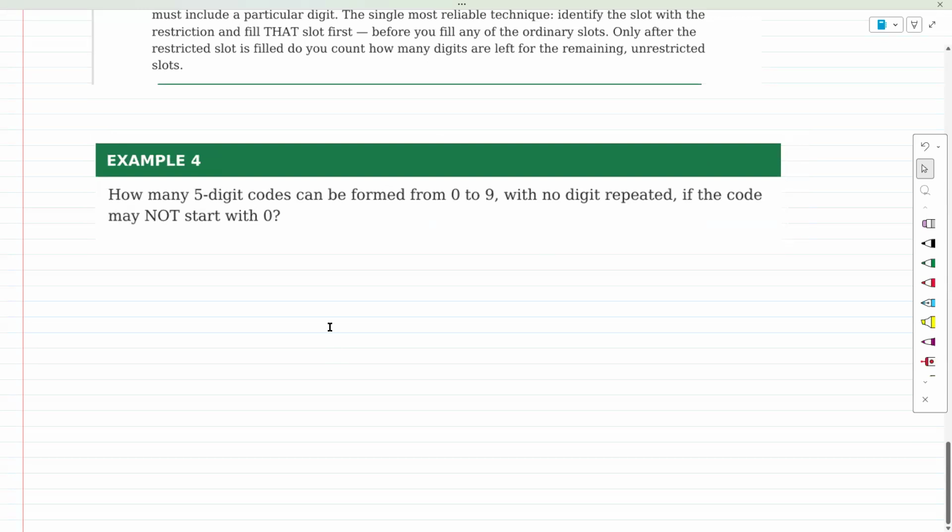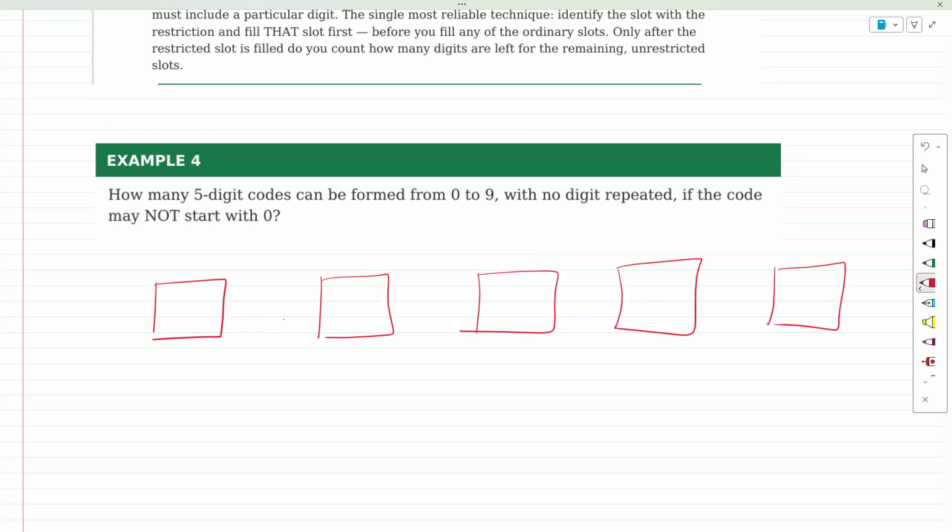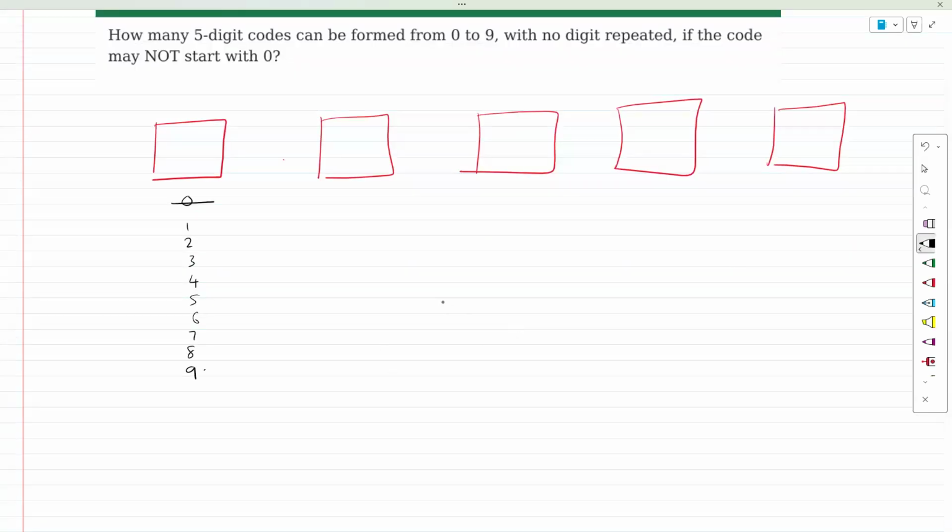So how many 5-digit codes can be formed from 0 to 9 with no digit repeated, if the code may not start with 0? Okay, guys, let's start here. I'll show you something: 1, 2, 3, 4, and 5. Realistically, the first digit can't be 0. So this is our restricted slot, because they told us the first one can't be 0.